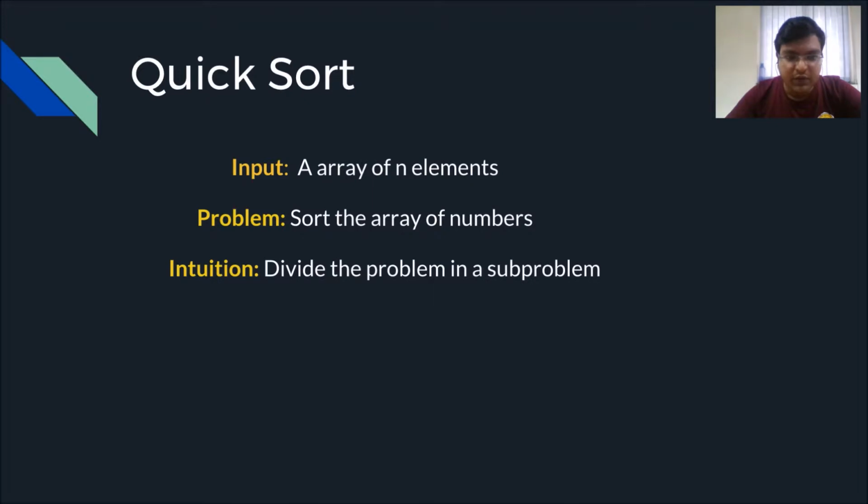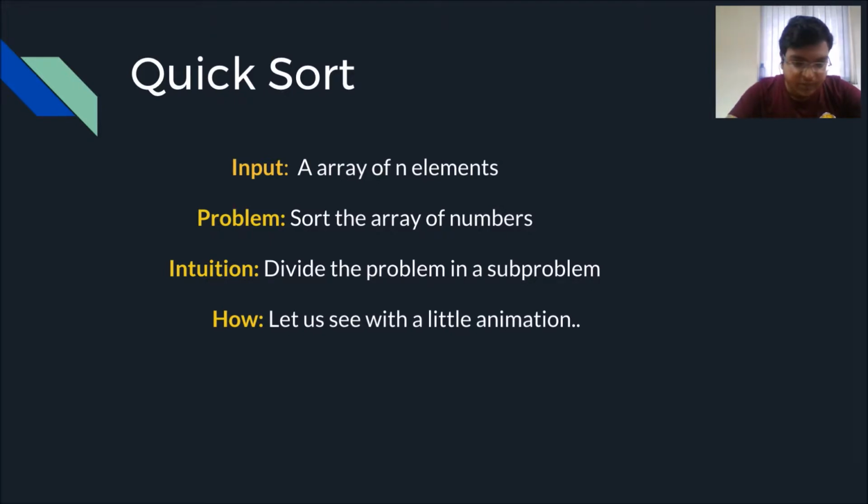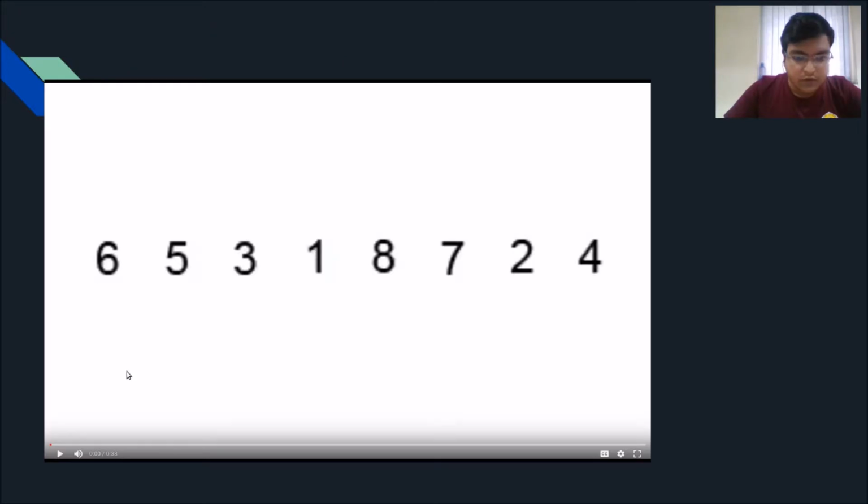What could be the intuition for this? The intuition for divide and conquer would be to divide the array into two subproblems and sort each of them recursively. We'll see this first with a little bit of animation and then we'll formalize the algorithm. Let's look at what quicksort actually does with a small animation. Try to understand the algorithm with the animation, but never mind if you don't understand, I'll formalize it later.